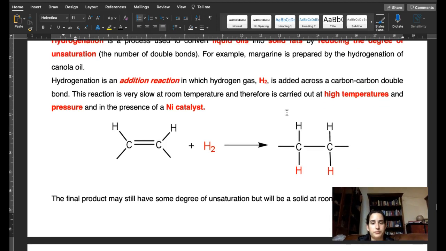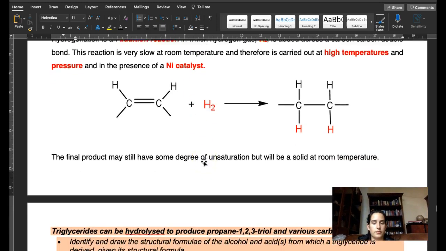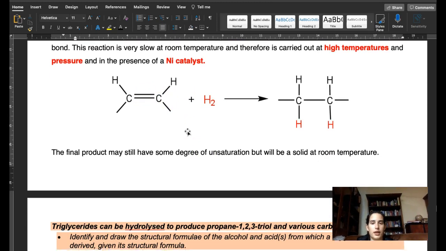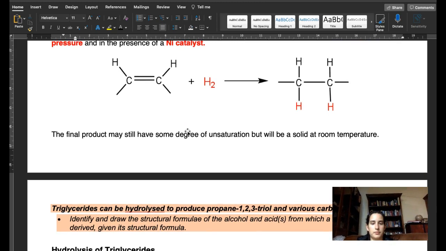and we're going to have a higher melting point again. Now this is a very slow reaction, so we have high temperatures and pressure and a Ni catalyst, and it's needful to know the conditions of these reactions. Whilst we might not remove every single double bond, we are going to remove most of them, and so therefore you're going to have a solid at room temperature.